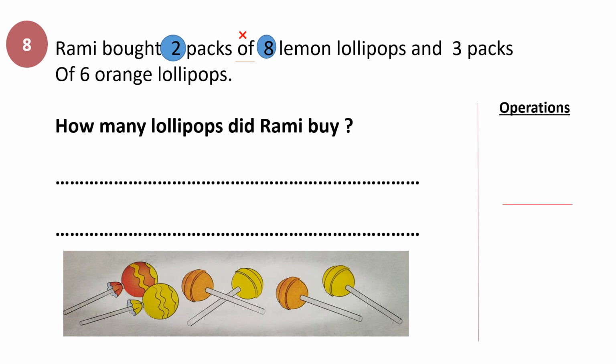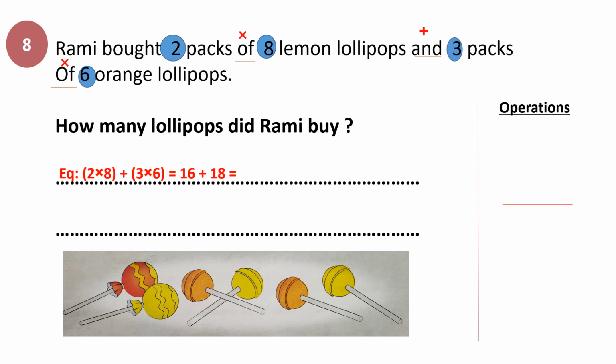And 3 packs, put a line under and. And means plus. Circle the number 3. Of 6 orange lollipops, put a line under of. Of means times. Circle the number 6. So my equation is 2 times 8 plus 3 times 6. 2 times 8 equals 16. 3 times 6 equals 18. So I have 16 plus 18.